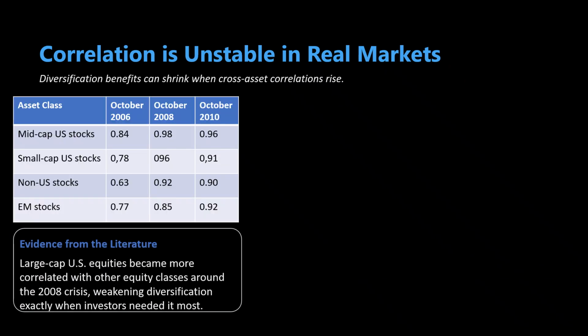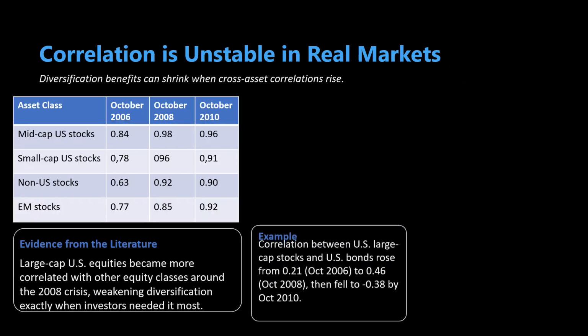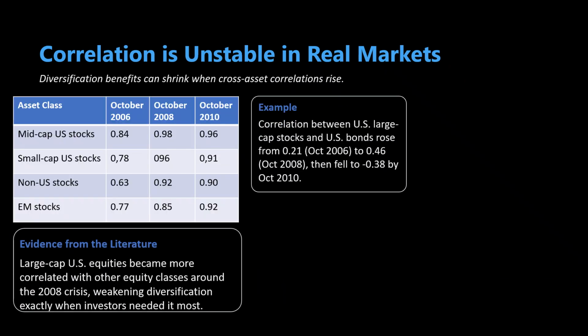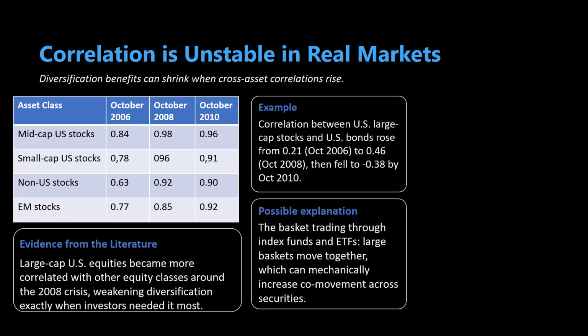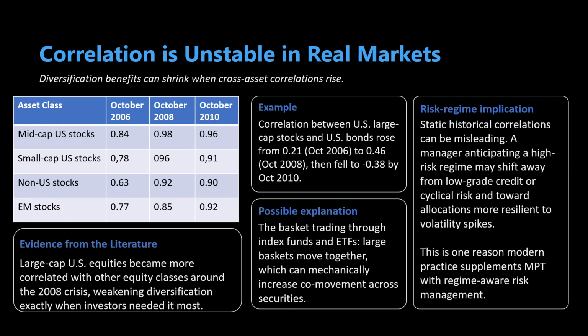Now that we understand how the efficient frontier is constructed, we must ask, does it remain stable over time? The honest answer is no, it does not. And this is a critical limitation for real-world portfolio management. The efficient frontier's shape depends critically on the correlations between assets, but correlations are not constant. They shift with market conditions, and troublingly, they tend to shift in the worst possible direction during crisis.